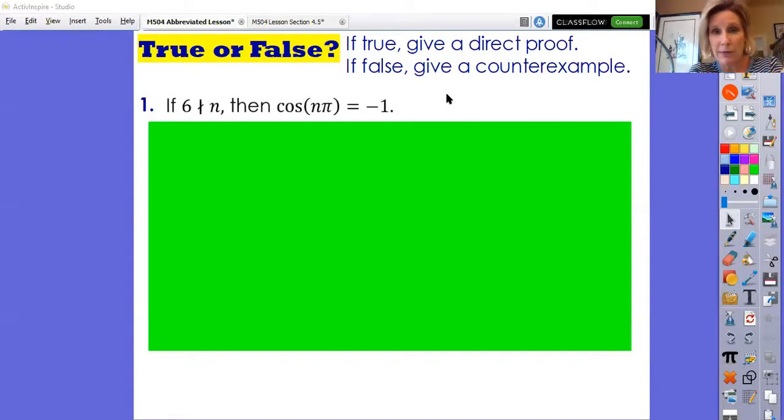Okay, so let's try 8. 6 does not divide into 8. In this case, n is 8. So cosine of n pi would be cosine of 8 pi. But wait a minute, 8 pi is coterminal to 0. So cosine of 8 pi actually equals 1. Now I know the statement is false.